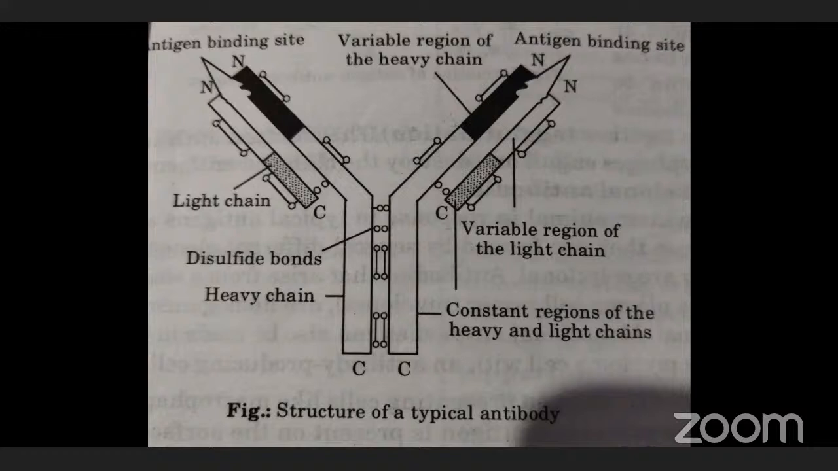Based on the ability of antigens to carry out functions, antigens are of two types: one is complete, another one is incomplete antigens. Complete antigens are able to induce antibody formation and produce specific reactions with the antibody, which is called a complete antigen.